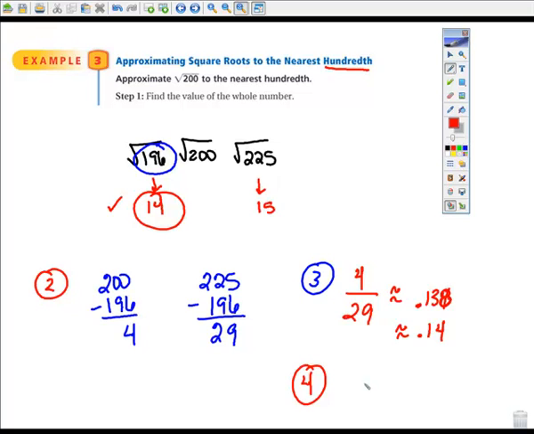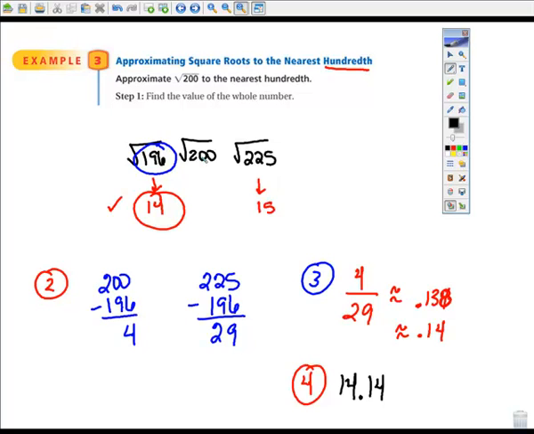In step 4, I write my final answer. So the whole number is 14, and the hundredths are 14 hundredths. So the square root of 200 is approximately 14 and 14 hundredths.